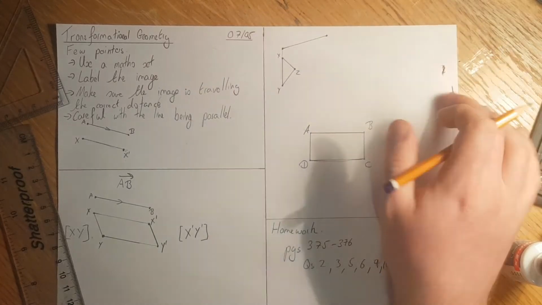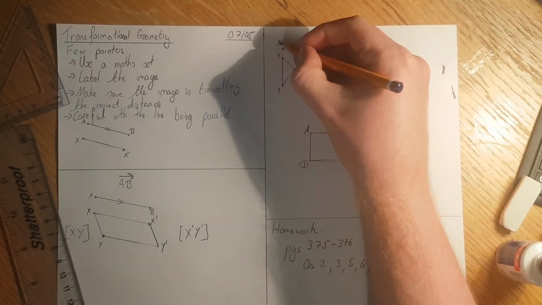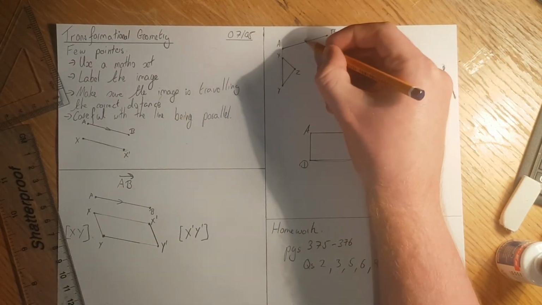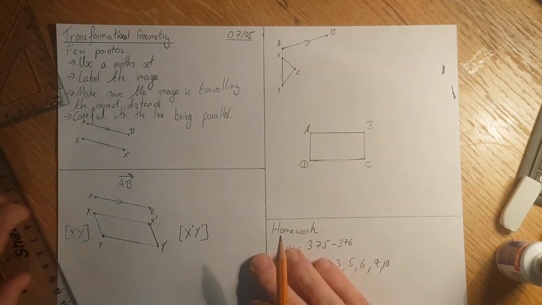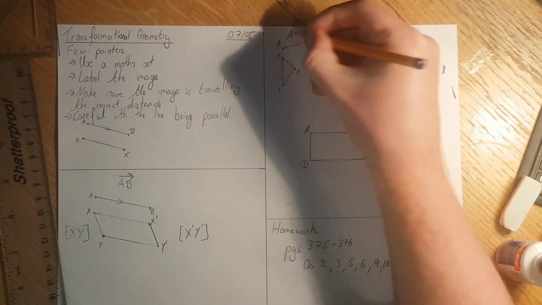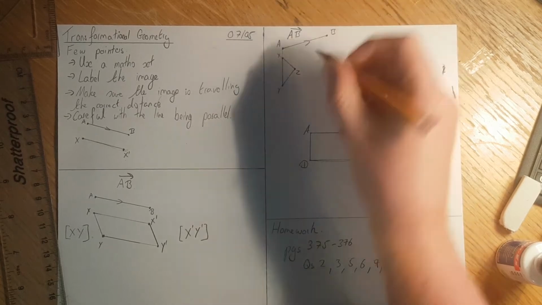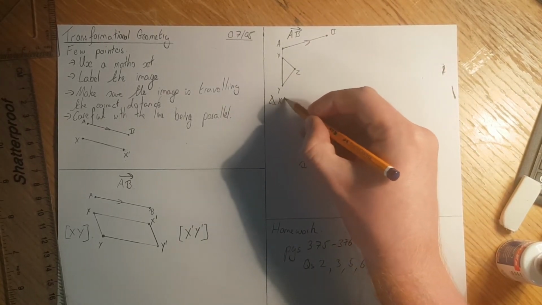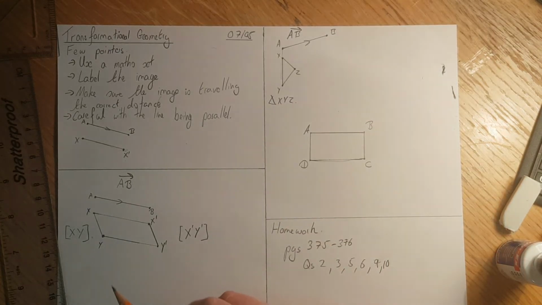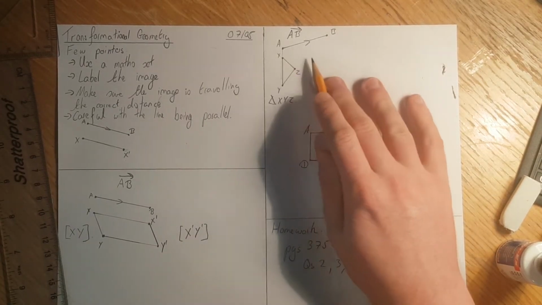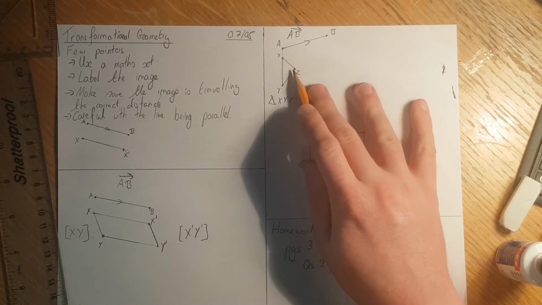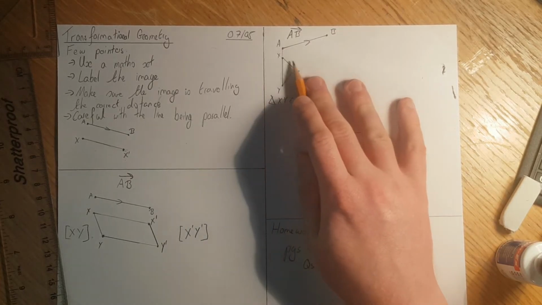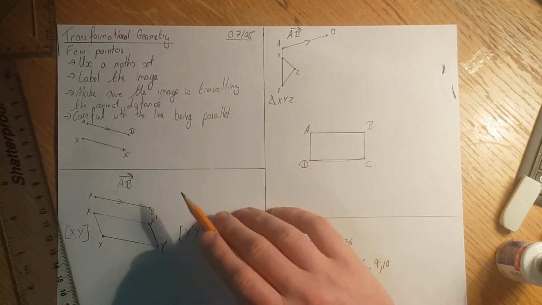Let's have a look at a triangle, okay? So I didn't label this. I'm just going to label it AB again. I'm not being very imaginative with my naming conventions, but whatever. So we've got the transformation AB, and we have got the triangle XYZ, okay? Again, we're just going to transform each line as we go along, okay? Each point on the object.